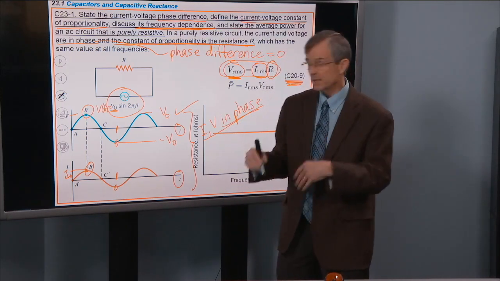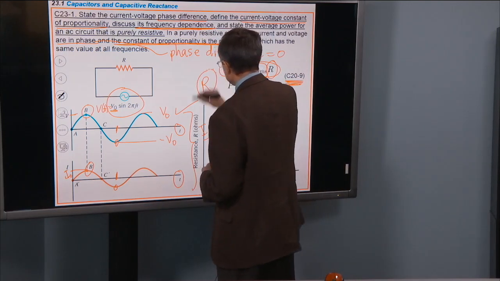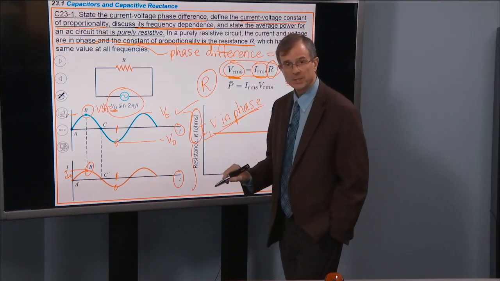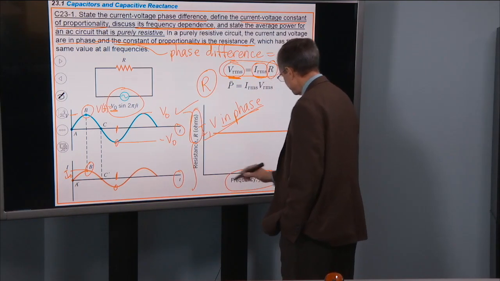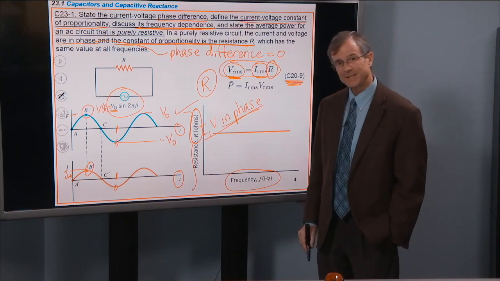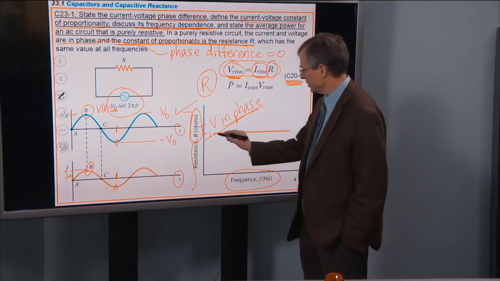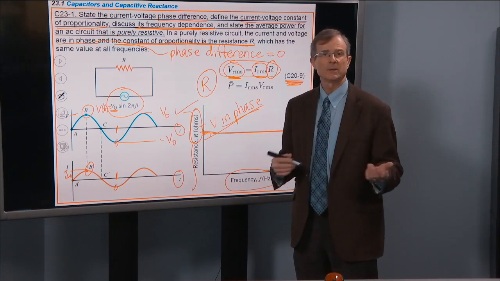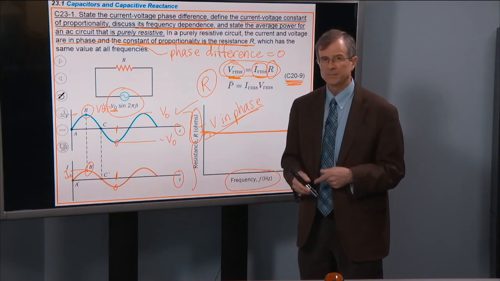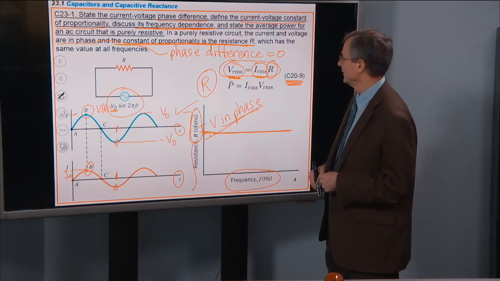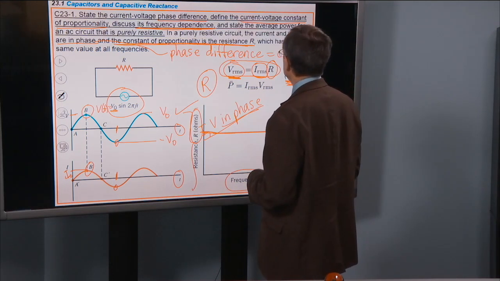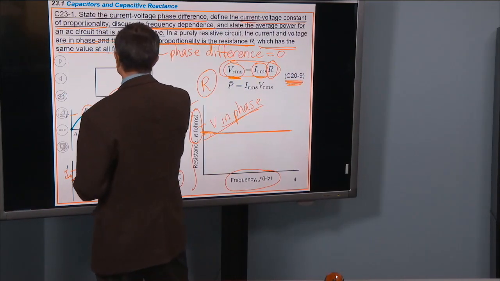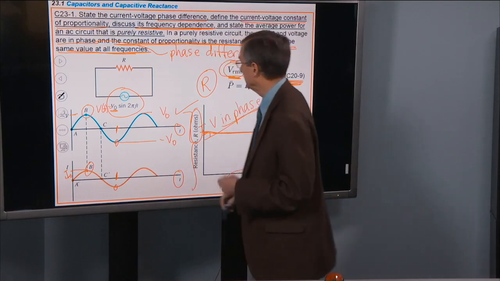What's the constant of proportionality? It's R. So there's the constant of proportionality. How does it depend on frequency? Here's R measured in ohms, and here's the frequency. Generally, it doesn't. It's just a constant value that doesn't care what the frequency is. That's what we mean by a resistor. So it does not depend on frequency. Okay, so there's this statement here, the same value at all frequencies. It doesn't depend on the frequency.